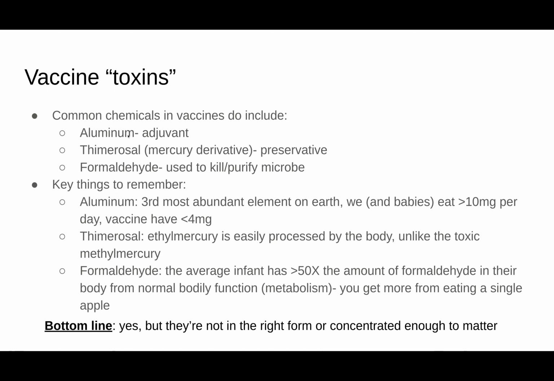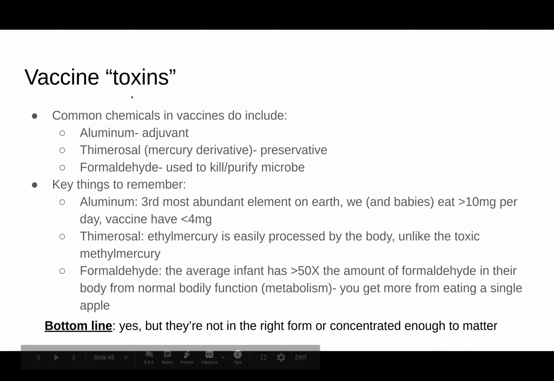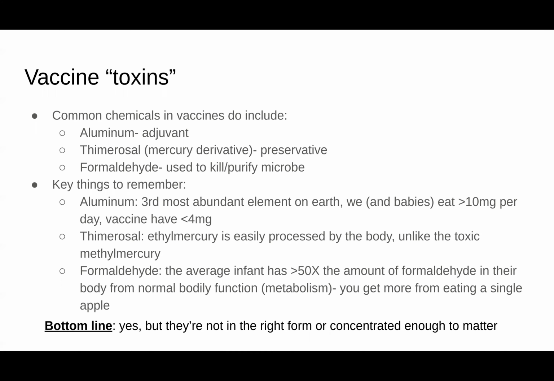There are others, but they're not as harped upon as these three. The important thing to remember here is a couple things. So first is aluminum. Aluminum is the third most abundant element on Earth, and humans, as well as babies and adults, eat greater than 10 milligrams per day. So everything you eat, it's in plants, it's in cows, it's in cereal, it's in everything you eat. Aluminum is so common on this planet, you eat it every day.